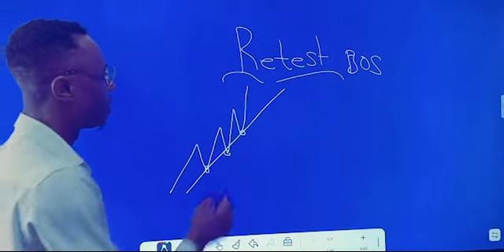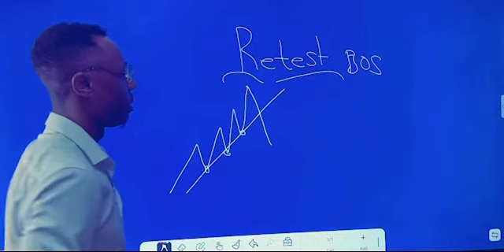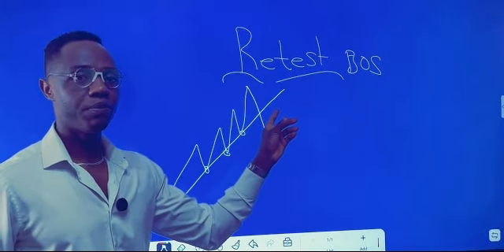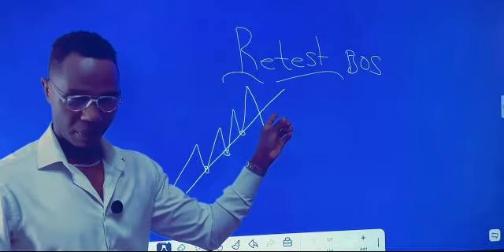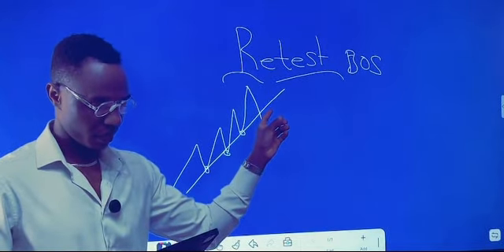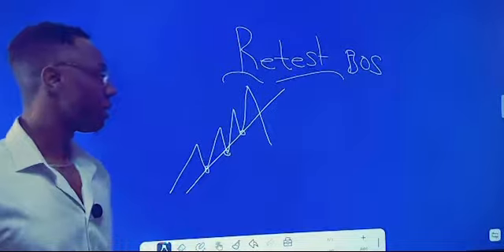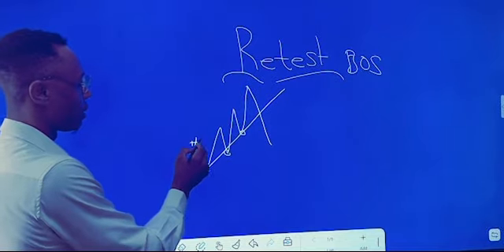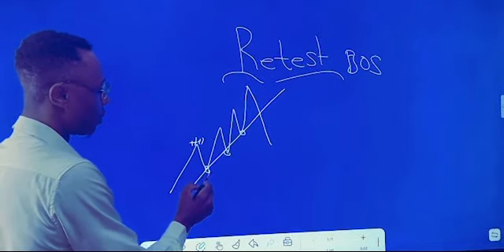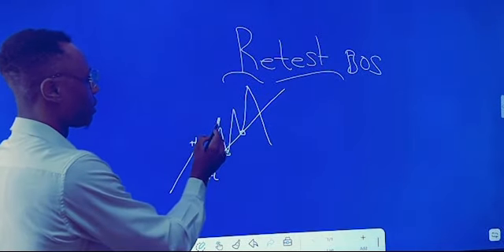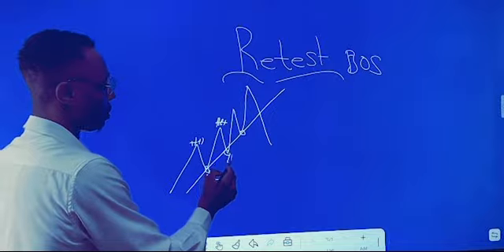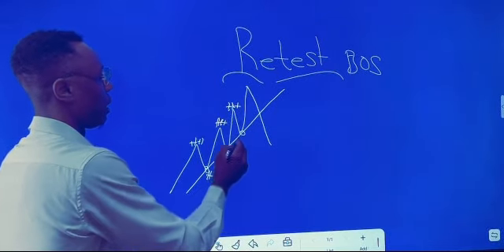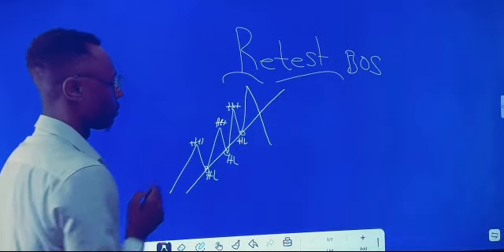But in a situation whereby the price breaks it, you need to wait for the what? The retest. You need to wait for the retest. But note this: the market is creating higher highs and higher lows. It's very much important. Higher highs and higher lows.